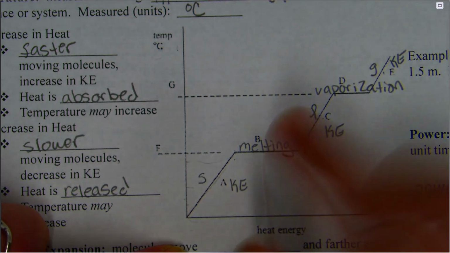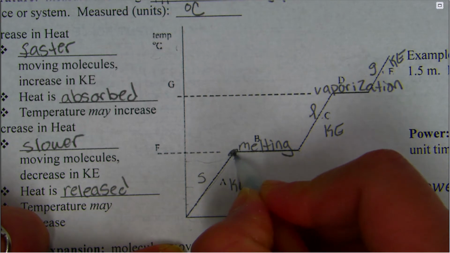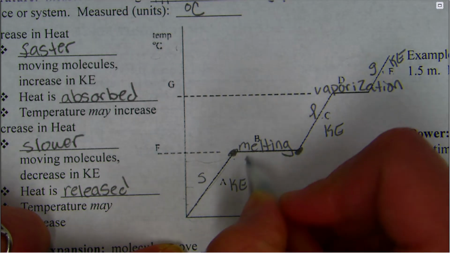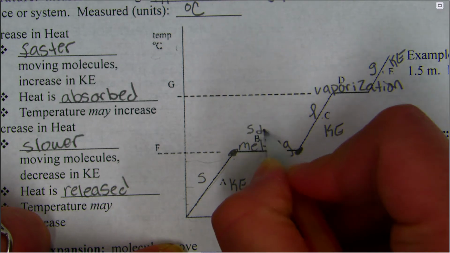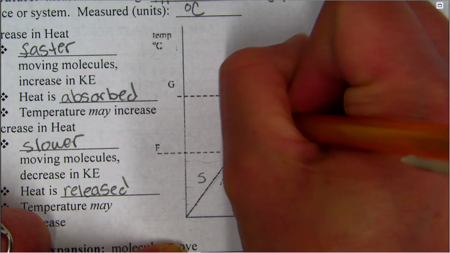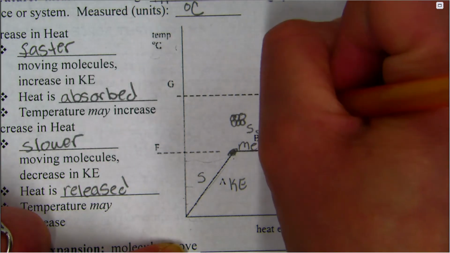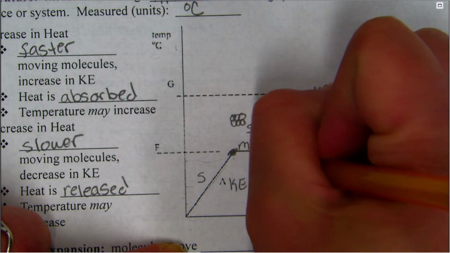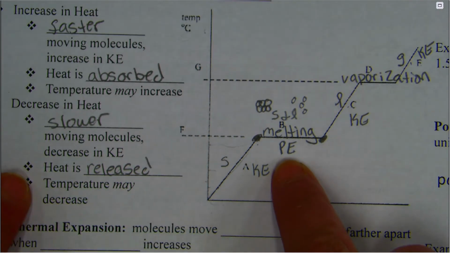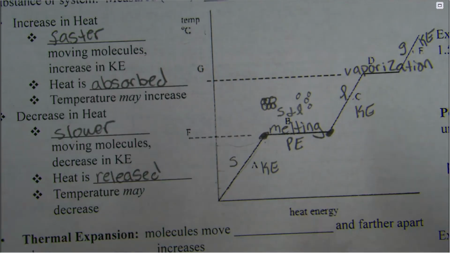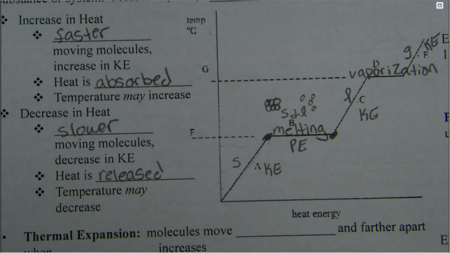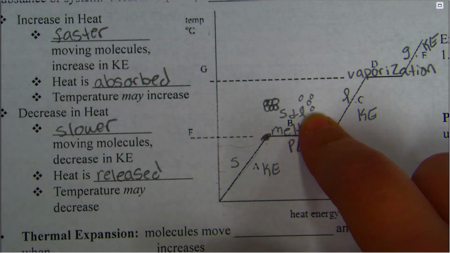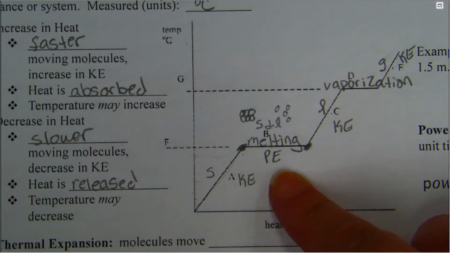When I melt, at this point, I am all solid. At this point, I am all liquid. In the center, I am some solid and some liquid. So I have some particles that are all solid, where they are very close together, and I have some particles which are further apart. So we say that melting has potential energy because potential energy, we learned in a previous lesson, is related to the spacing of the particles. So as I increase the spacing of the particles, I'm increasing that potential energy.